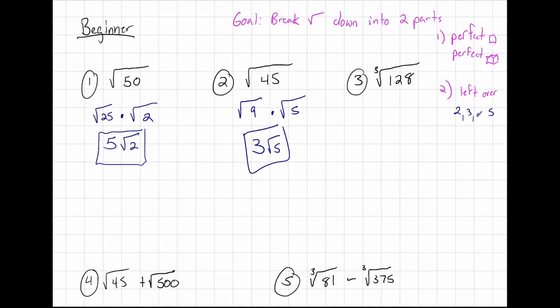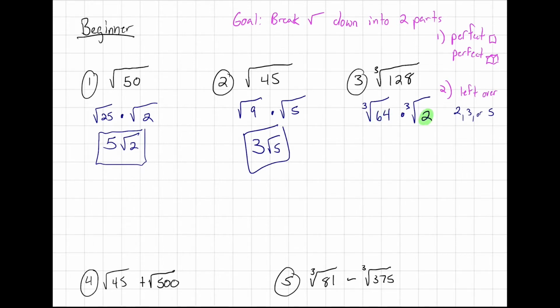Well, even though I'm dealing with perfect cubes, my goal is still the same. I'm still trying to split into two parts. And now when I select my numbers, I want to select a perfect cube, and thinking about them, 64 can go into 128, and it can go into 128 2 times. So we know that 64 times 2 is 128.